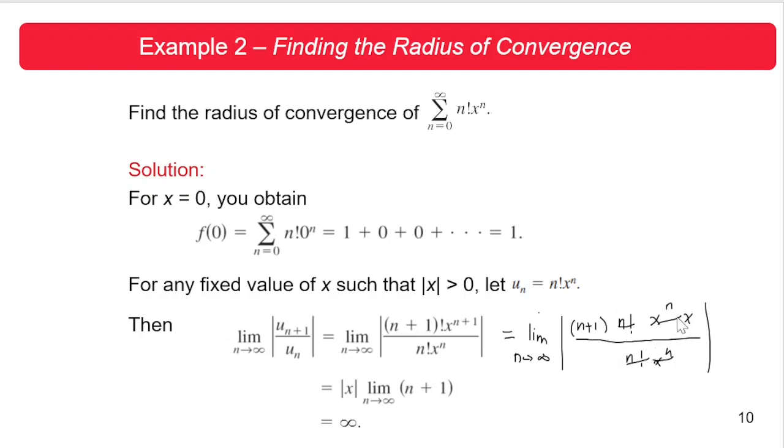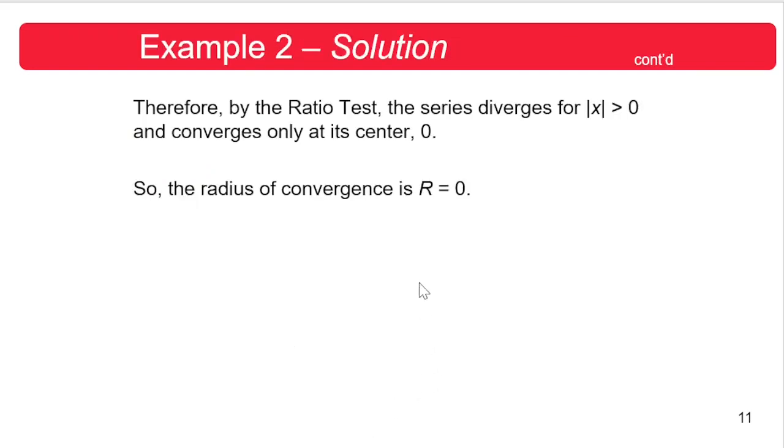Then by taking the absolute value of x, we have the absolute value of x times the limit of the absolute value of n+1, which is n+1. To evaluate the limit of n+1, we replace n by infinity. So infinity plus 1 is infinity, and infinity times the absolute value of x is still infinity. This indicates that the series diverges for |x| > 0 and converges only at its center. And therefore, the radius of convergence is R = 0.